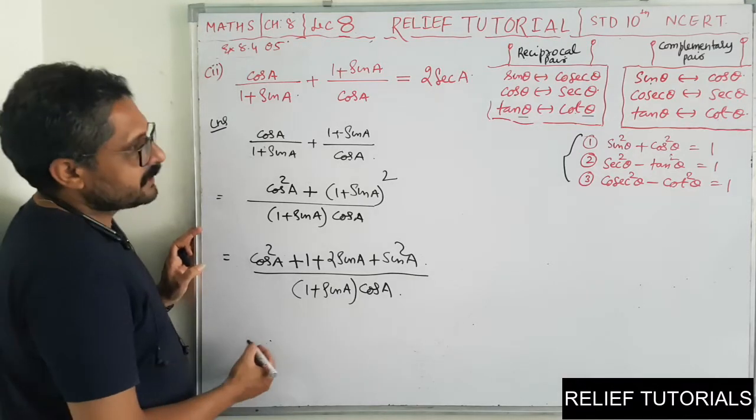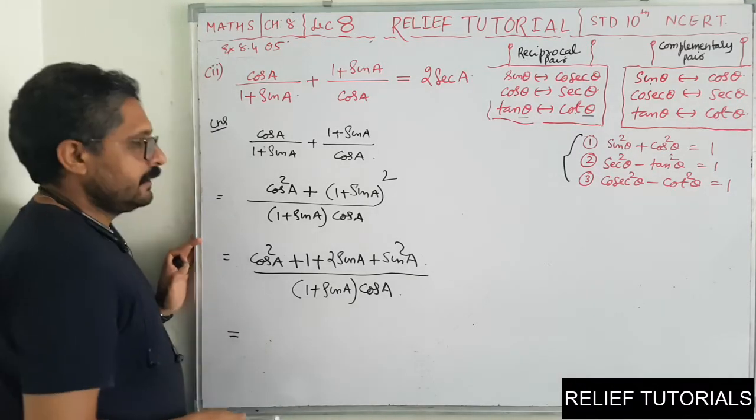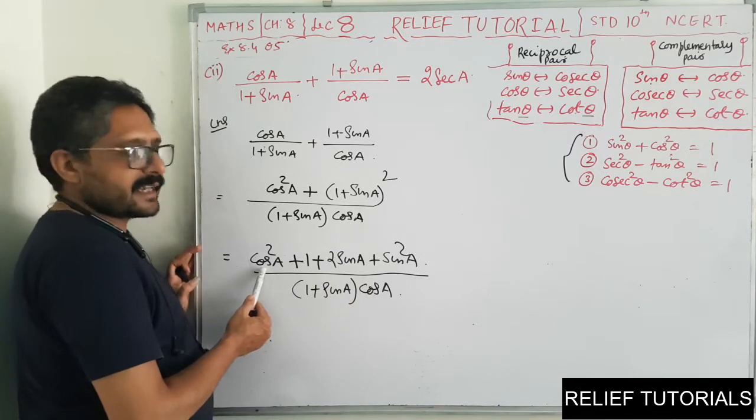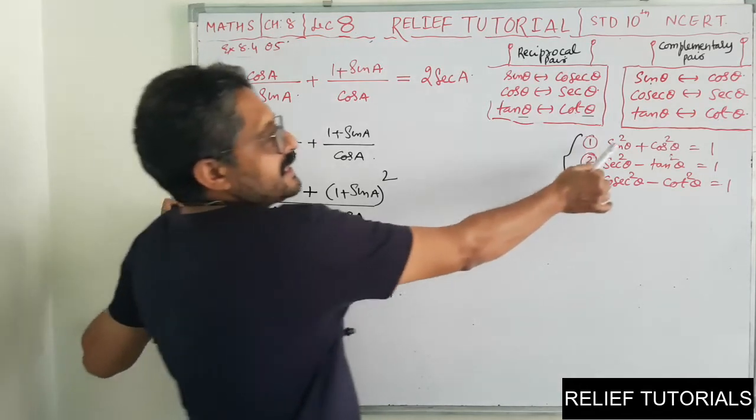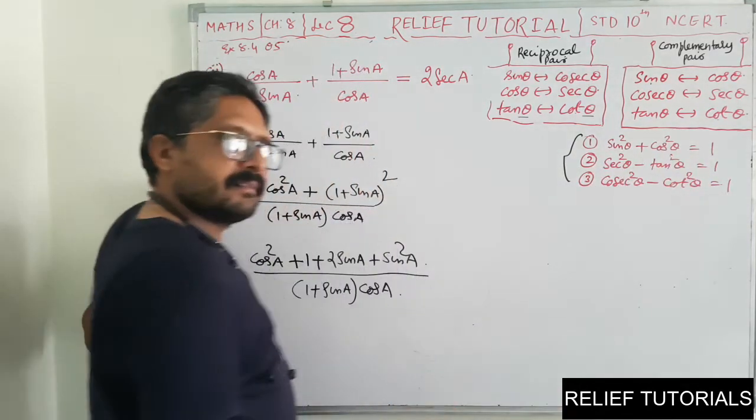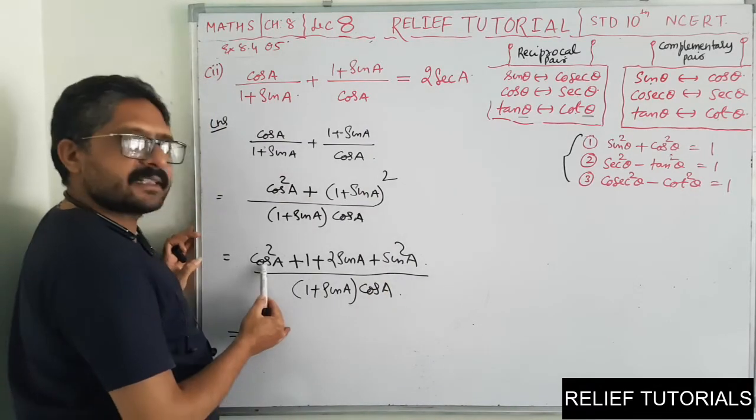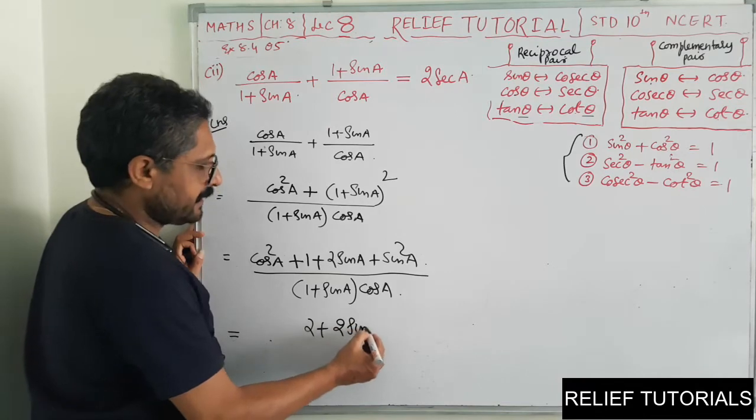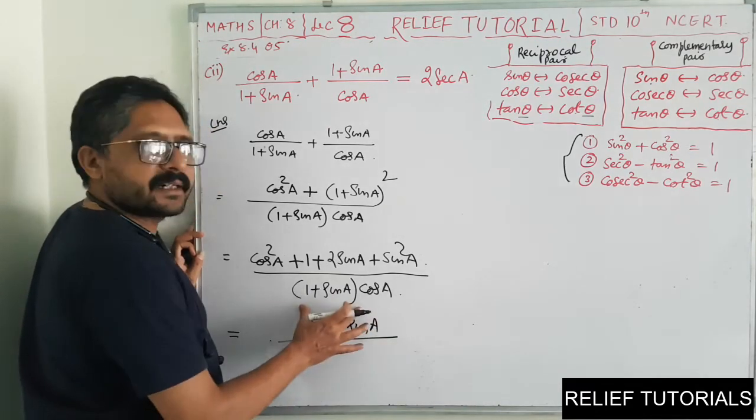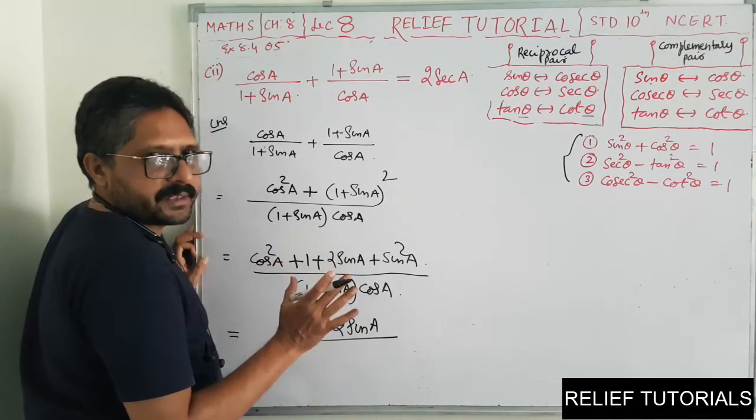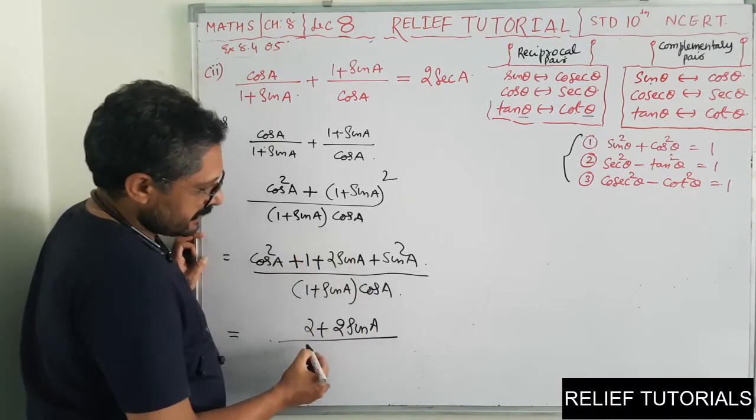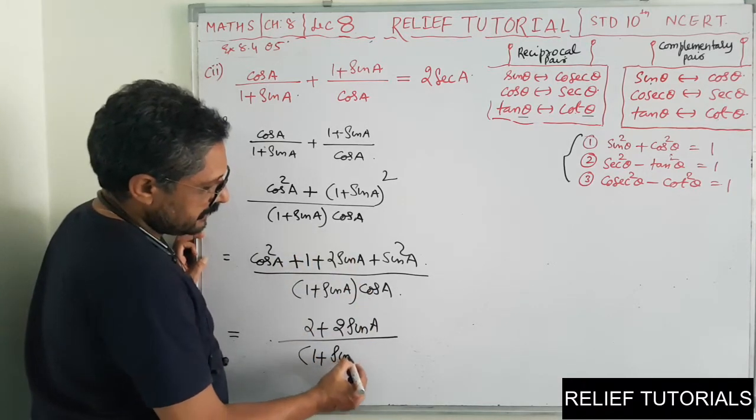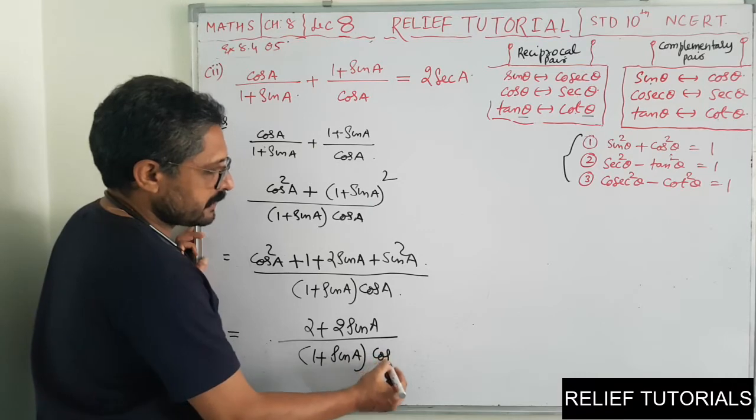Okay. Now see. Now there is a square, there is a square. Sin square A plus cos square A. You know the identity. Sin square A plus cos square A is 1. 1 plus 1, 2. So you got 2 plus 2 sin A. Denominator as it is. Don't disturb the denominator till it is necessary. So as it is, 1 plus sin A into cos A.